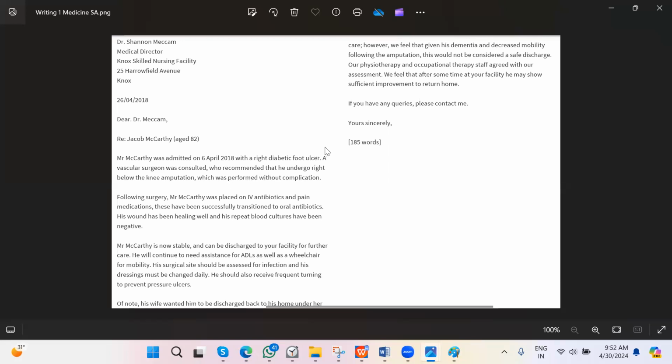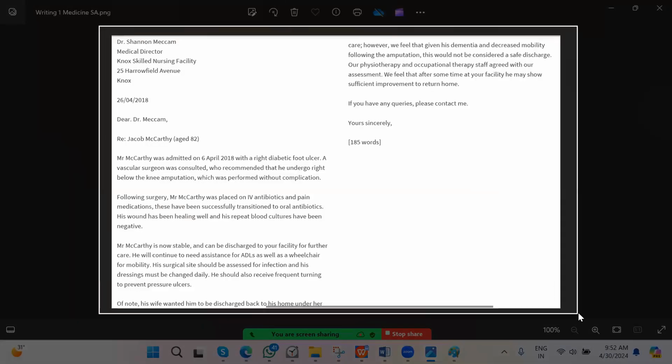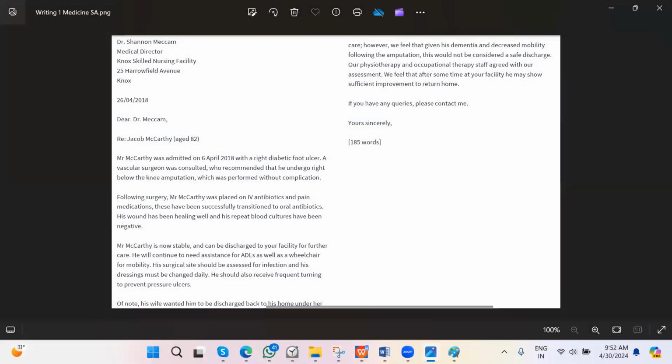I'll help you with it, not to worry. Okay. And so the first 9 or 11 lines you can easily fill. Similarly, the last few lines, like writing the doctor here, yours sincerely, and if you have any queries, please contact me. And obviously the last line of the last paragraph, we feel that after some time at your facility he may show sufficient improvement to return home. These are pretty normal general sentences. Okay. So the point here is, at least you know the structure, and once you're aware of the structure, you are there.